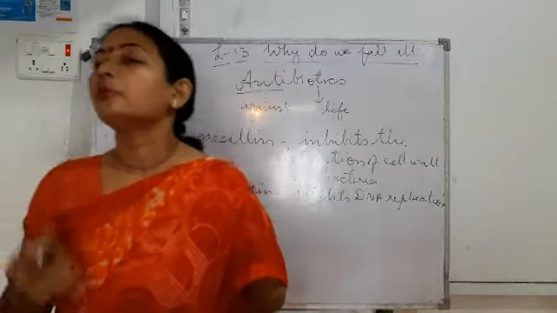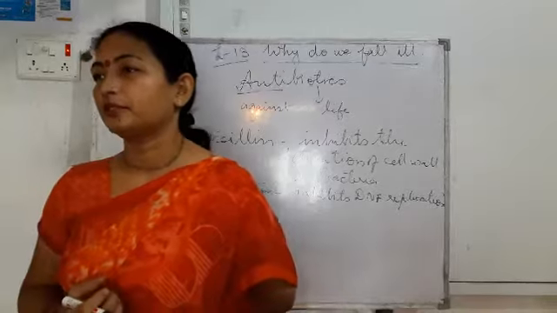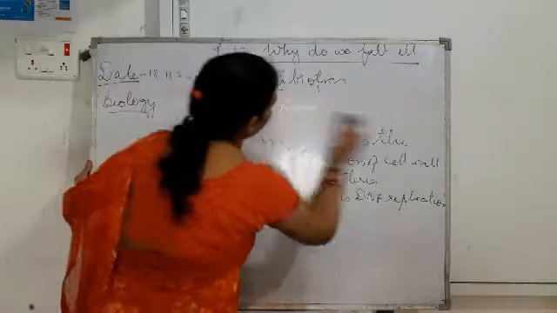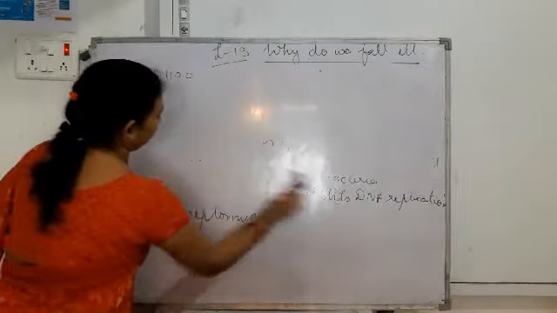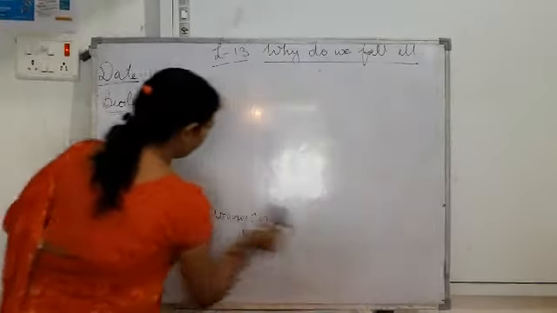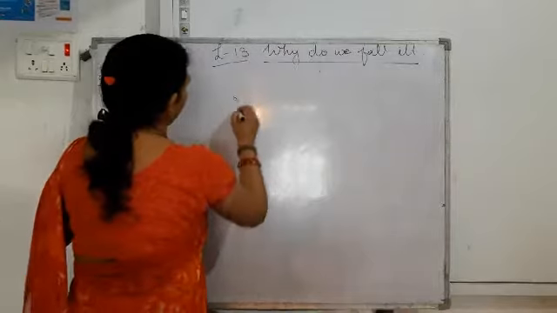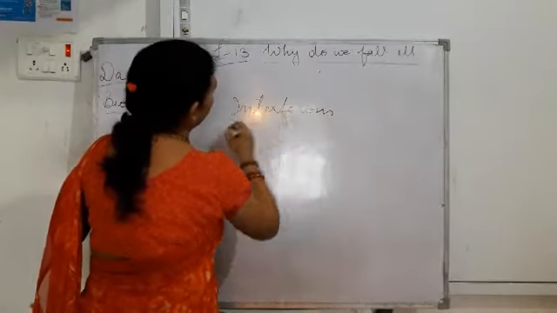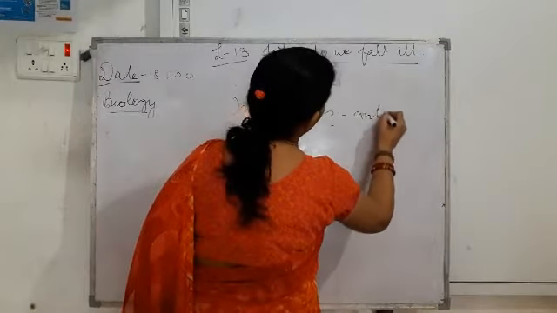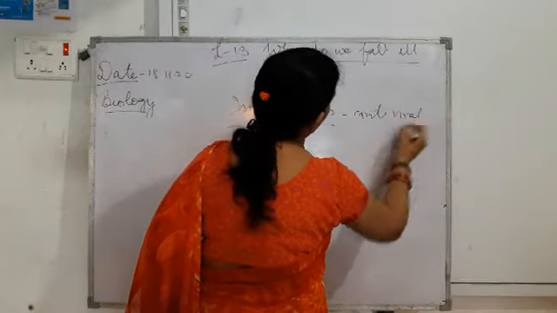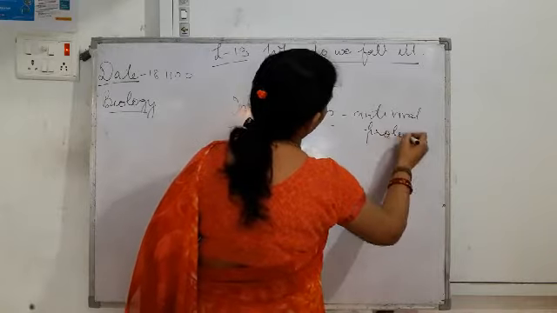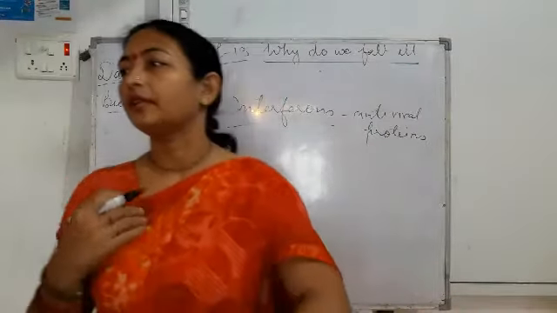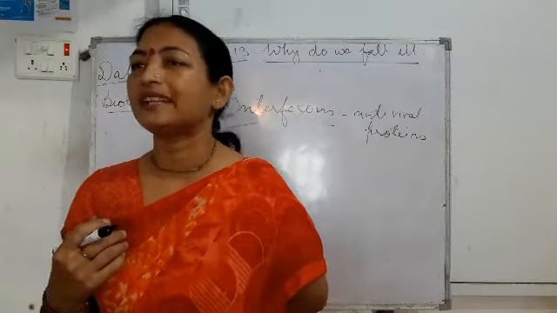Now, in our body, what happens? Interferons are developed. What are they? When you get some viral infection, interferons. These are antiviral proteins. Okay. In our body, when you get some viral infection, naturally it develops interferons, that is, antiviral protein.